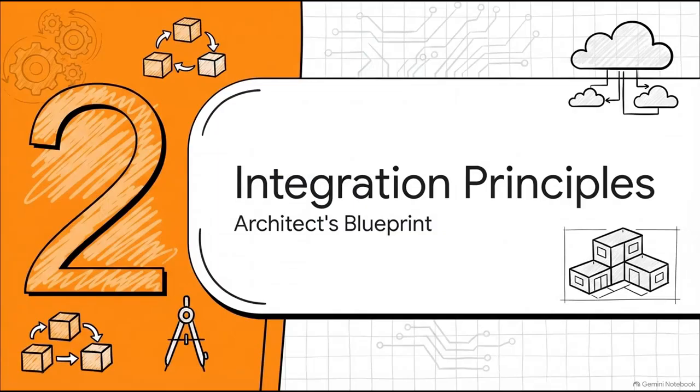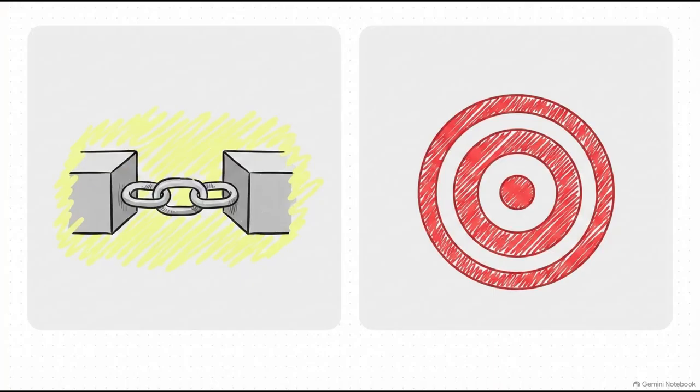Moving on to part 2, principles of good integration. This is essentially the architect's blueprint. So, the crucial point here is understanding the balance between two major cornerstones, loose coupling and high cohesion. Loose coupling means systems function independently with minimal dependencies. System A really shouldn't need to know the internal wiring of System B. We achieve this by using intermediaries, like message queues.